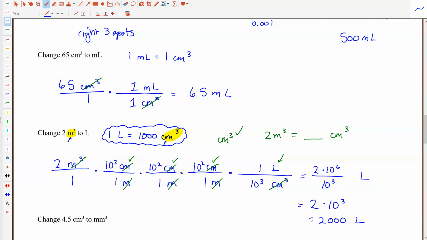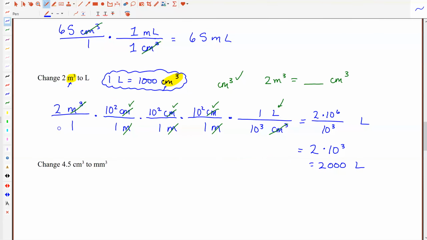All right, so on this one, just to summarize, in order to do the conversion, I know the relationship between liters and cubic centimeters, but I was given cubic meters. So we converted our cubic meters to cubic centimeters, and then I was able to finally convert the whole thing to liters.